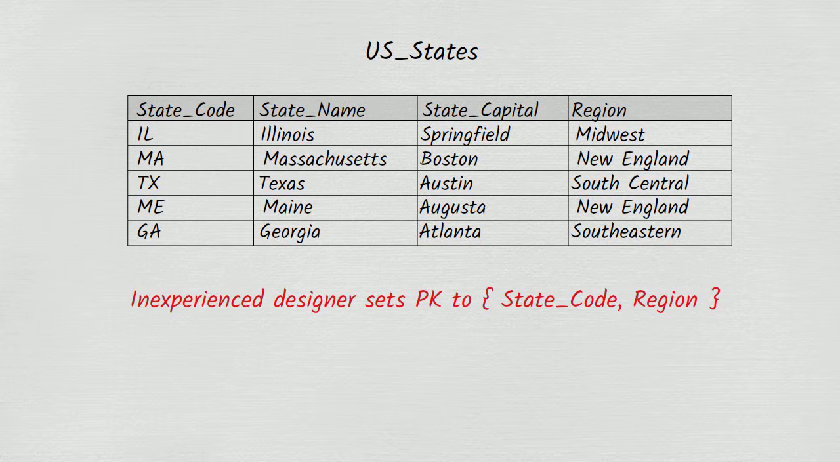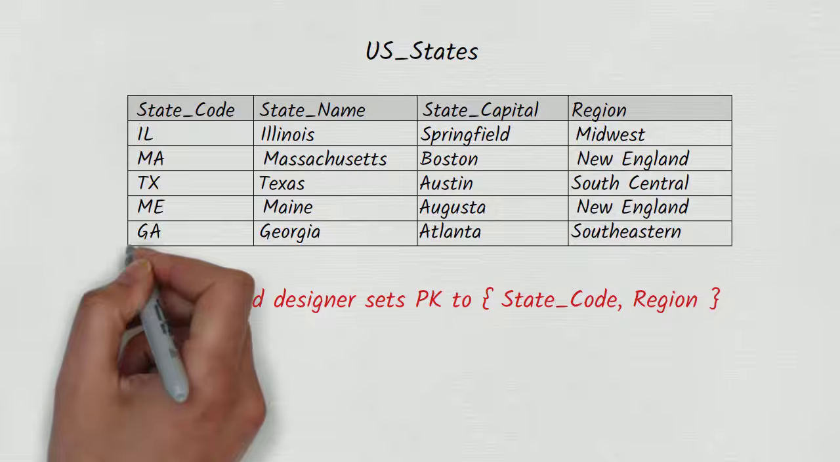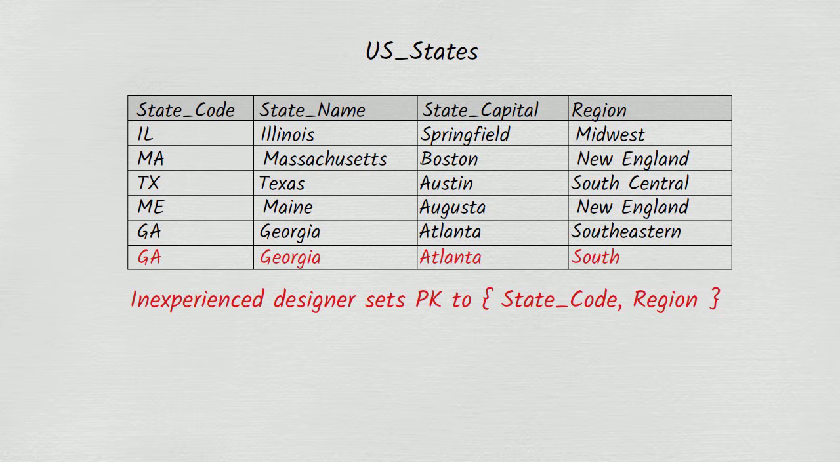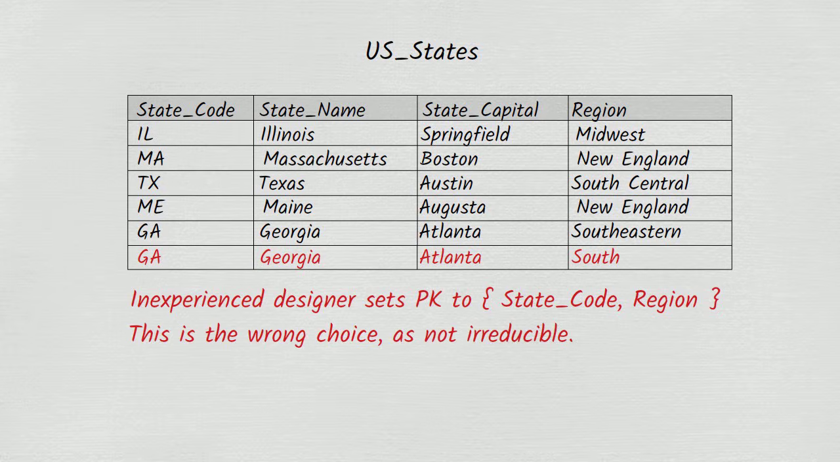If the primary key is set up as state code, region, then the table becomes vulnerable to incorrect data like this. There are now two Georgias, which is not what we want. The reason this situation has been able to arise is that the primary key the designer has set up is wrong, and the reason it's wrong is that it isn't irreducible. We call a key irreducible if it has only the attributes it needs to have, in other words, only the attributes that are needed to ensure uniqueness. It must not have any attributes besides those.